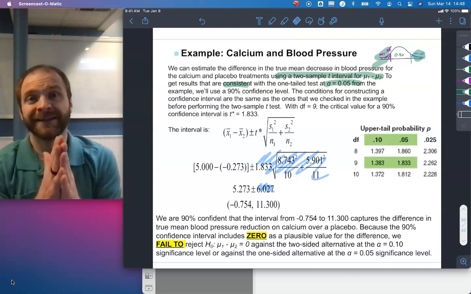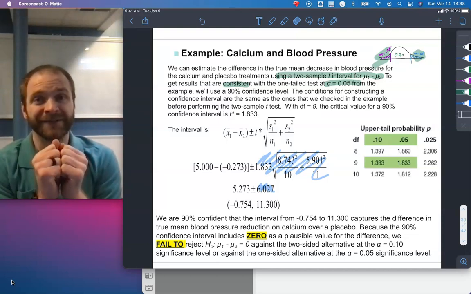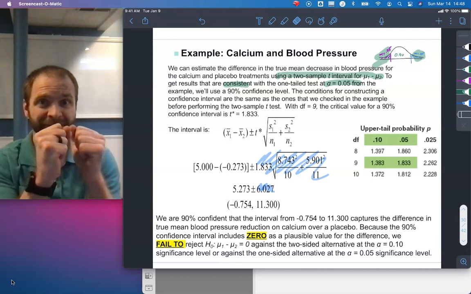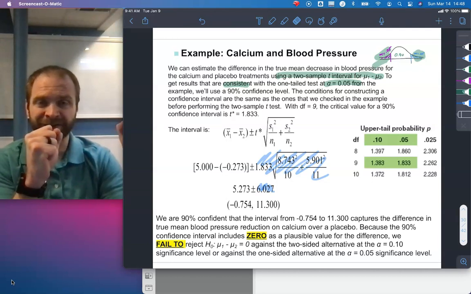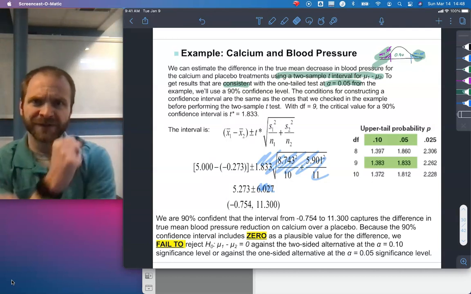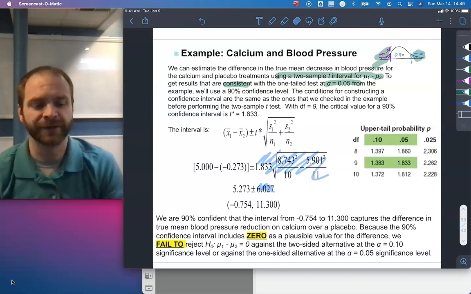If you capture it, then you fail to reject the null. If 0 is not captured, you state it's not captured, but then you have to state the relationship. Is the interval above 0 or below 0? You have to state direction if it's not captured.